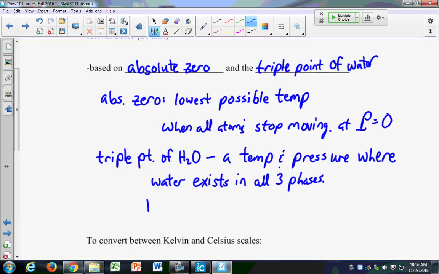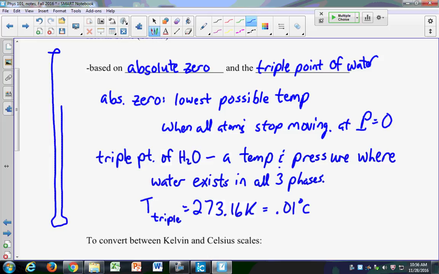Yeah, the triple point of water, the temperature of the triple point is equal to 273.16 Kelvin, which is equal to about 0.01 degrees Celsius. So we have this scale for the Kelvin, which is based on absolute zero, that's T equals 0 Kelvin, and it's based on the triple point of water, which is T equal 273.16 Kelvin. It's the exact same as the previous scales, the Fahrenheit and the Celsius. We just use different things to define what those scales are.